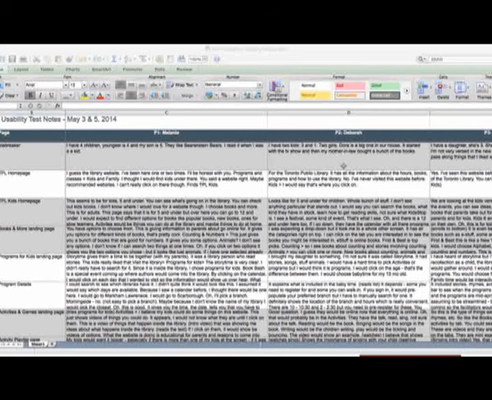Spreadsheets can be really useful too in your analysis. In this particular case, we have notes from a usability test with the participants' names along the top and the topics or tasks along the side. This format is great for comparing findings across different participants or different groups.